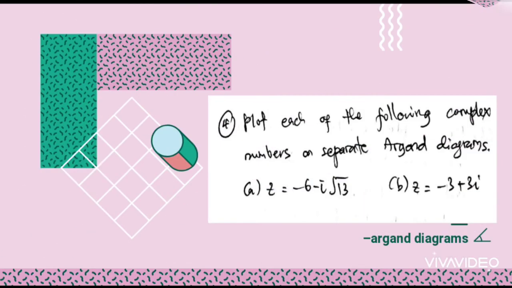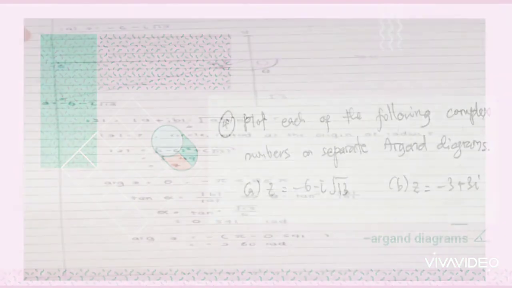Question 4. Plot each of the following complex numbers on separate Argand diagrams. a, z equal to -6 - i√13, while b, z equal to -3 + 3i.